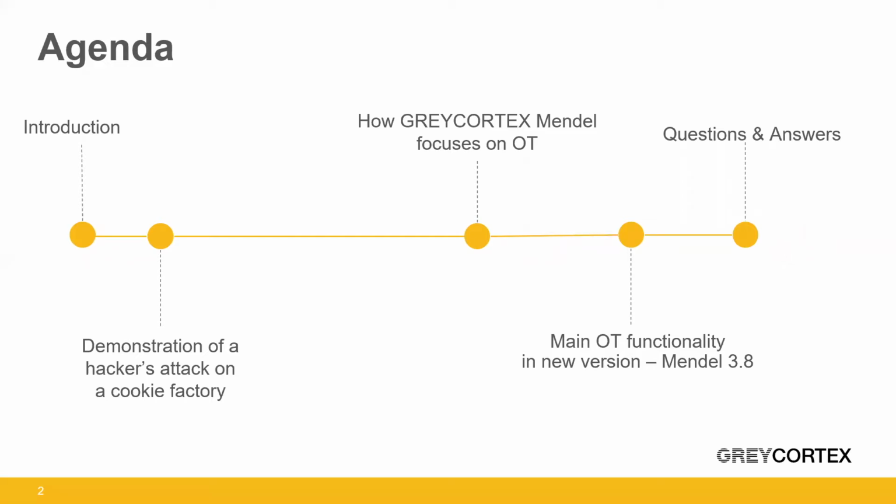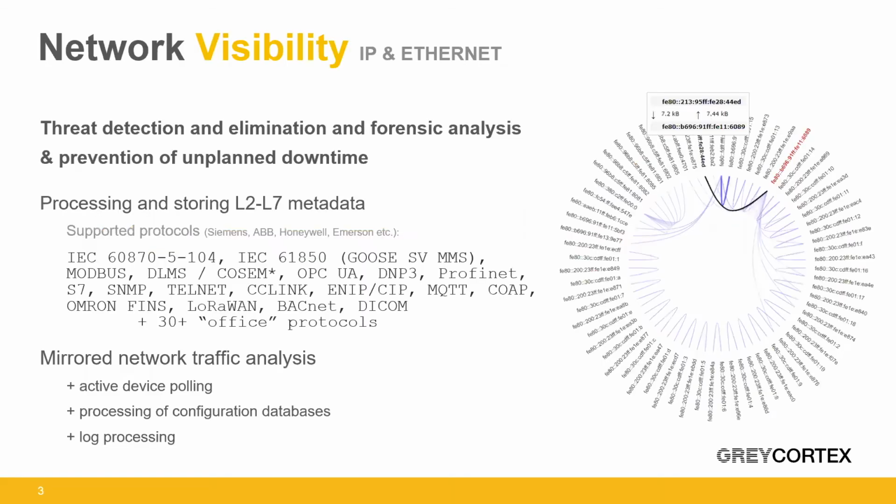So in this webinar we try to focus on being as practical as possible and leave general and marketing things to a very minimum. It will be focused on the demonstration of a hacker's attack on a cookie factory. Let me very briefly explain why we are able to do something like that, and why we chose the topic of network visibility for this webinar.